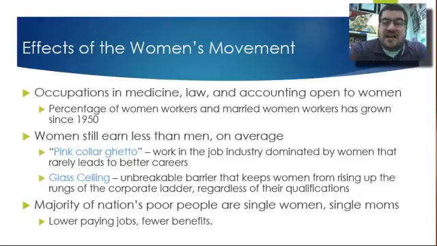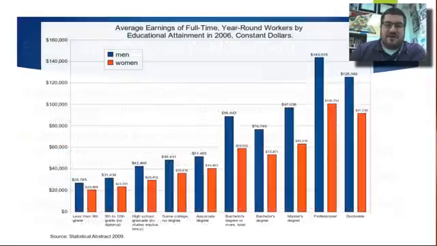And then lastly, the majority of the nation's poor people, or people in poverty, are single women and single mothers. They work lower paying jobs and have fewer benefits simply because of their lack of time to achieve the qualifications, because they're stuck parenting.